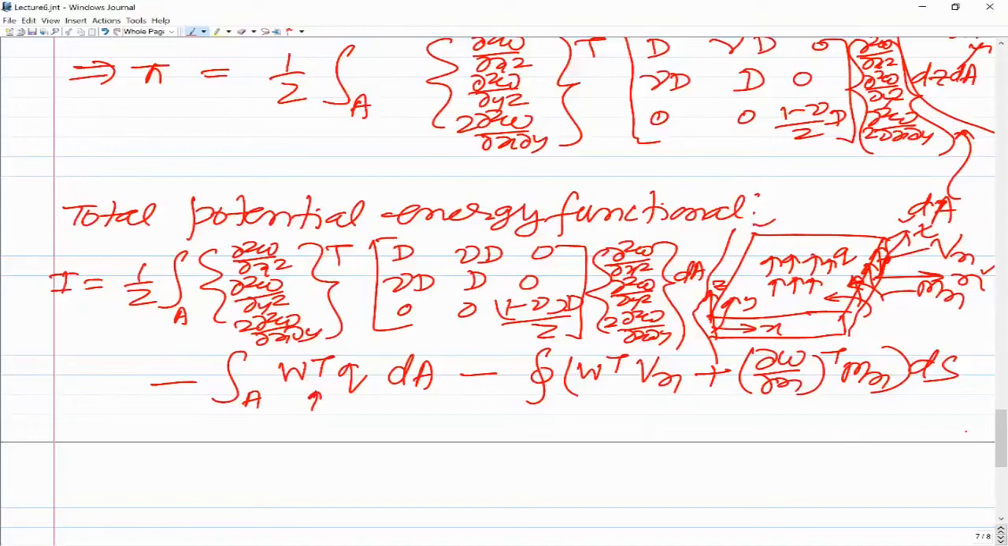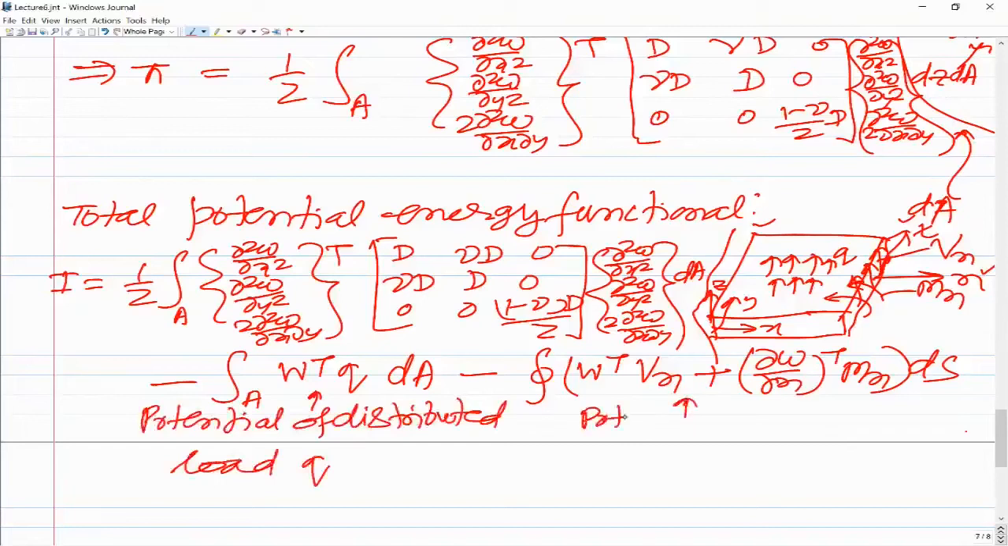So now if you look at this, this is nothing but the potential of distributed force Q. So this term is the potential of distributed load Q, and this is the potential of boundary force and moment.